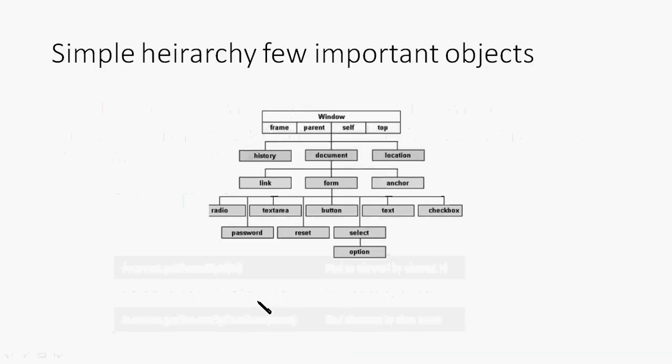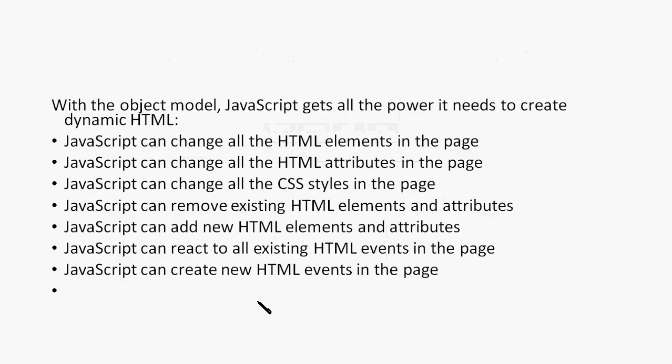So this is a simple hierarchy for HTML DOM objects. So with the object model, JavaScript gets all the powers to create dynamic HTML. So JavaScript can change HTML elements, can change HTML attributes, can change CSS styles, can remove existing HTML elements, can add new HTML elements, can react to HTML events, can create new HTML events.